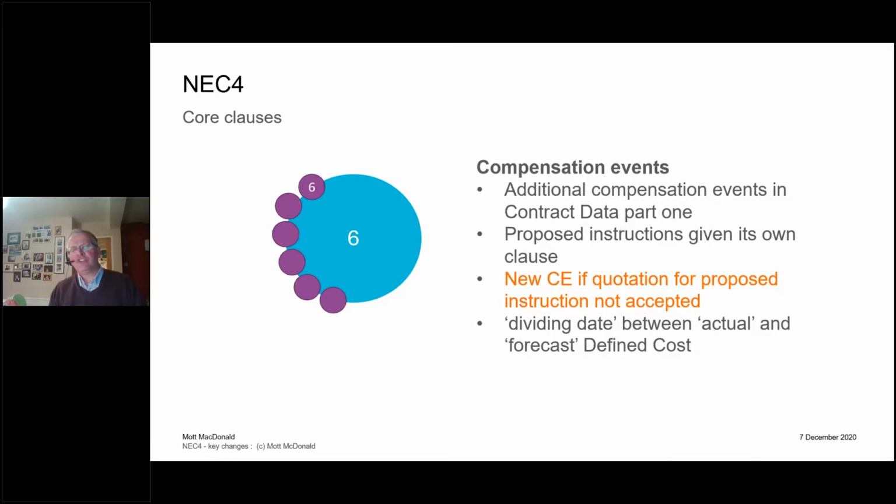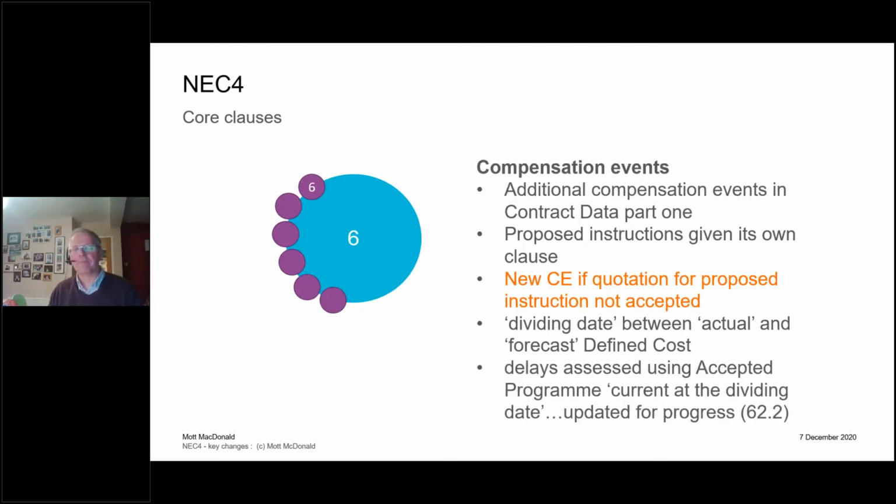Another really good change is a very simple one, but we have the concept of a dividing date. NEC3 always said you get paid the actual cost up to, it didn't have a word for it, that was the problem. But it hasn't changed the principle, but now it's much clearer. We have a thing called the dividing date, which is effectively the date that the compensation event was notified. Everything up until the dividing date is based on actual. Everything after the dividing date, we have to forecast. That applies to both time and money. So it hasn't changed anything, it's just made it clearer.